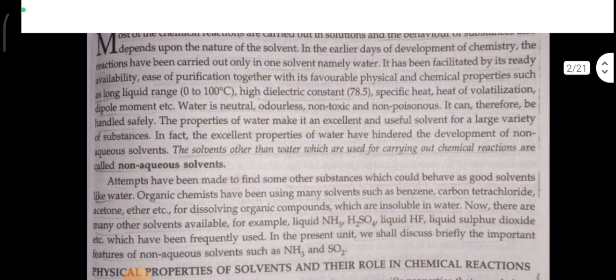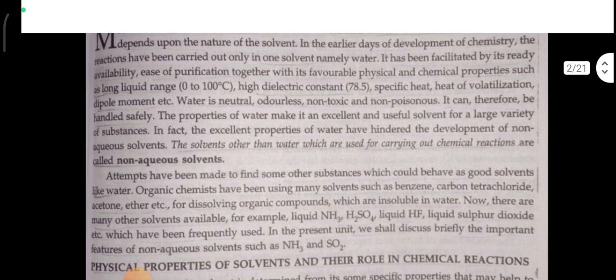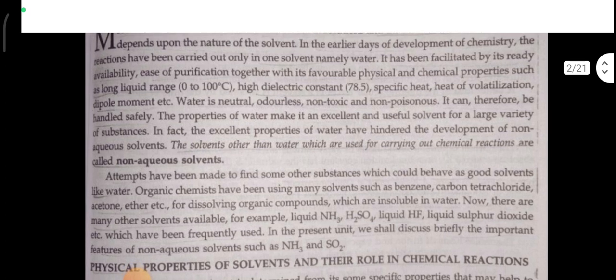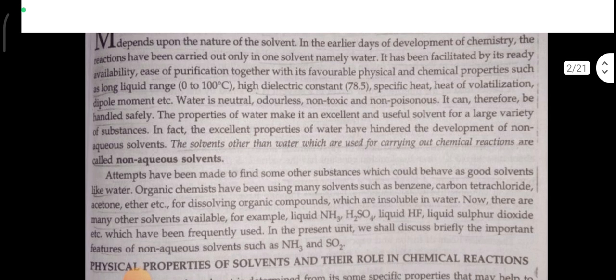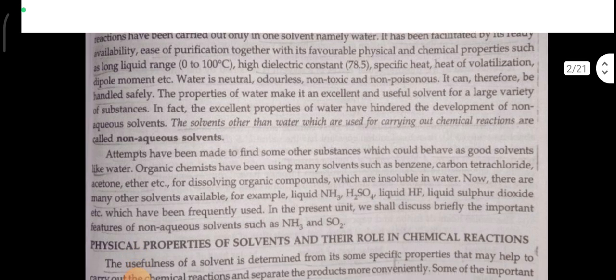chemical properties such as long liquid range, 0 to 100 degrees Celsius, high dielectric constant, specific heat, heat of vaporization, etc. Water is neutral, odorless, non-toxic, and non-poisonous also. It can therefore be handled safely. The properties of water make it an excellent and useful solvent for a large variety of substances.